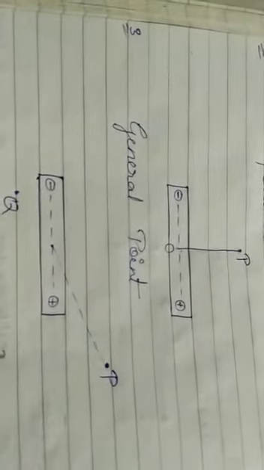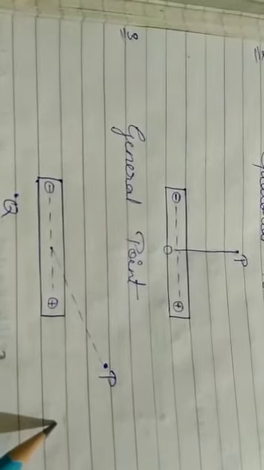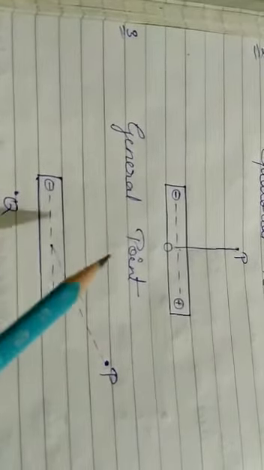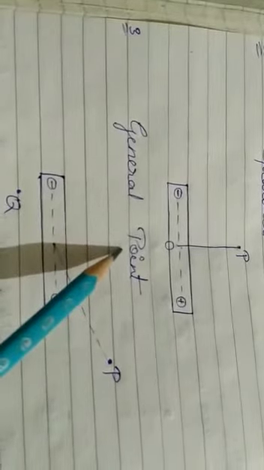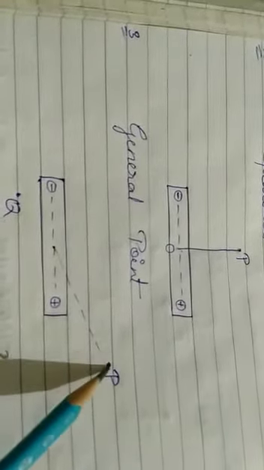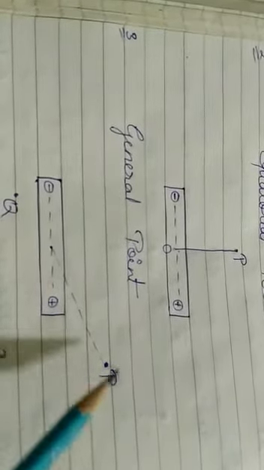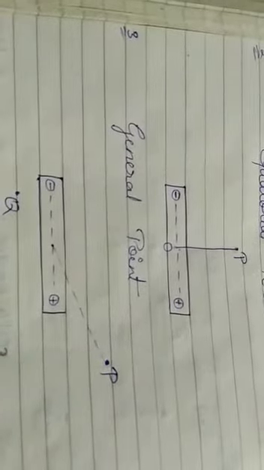Then the third is the general point. If the point where we have to find the electric field is neither equatorial nor axial, but at any other random position, here you can see P, here Q, then it is called a general point.